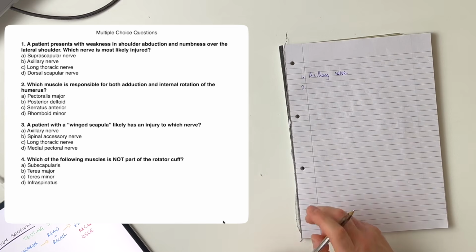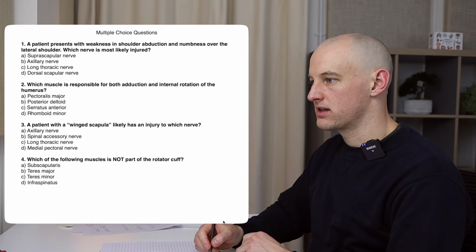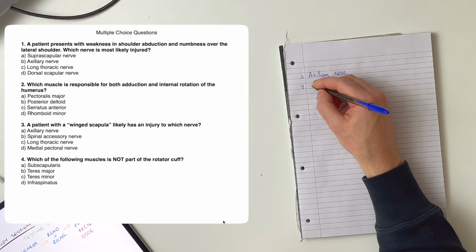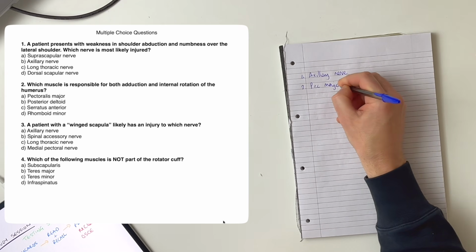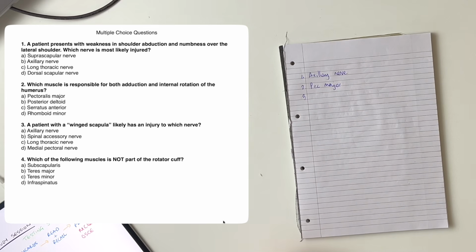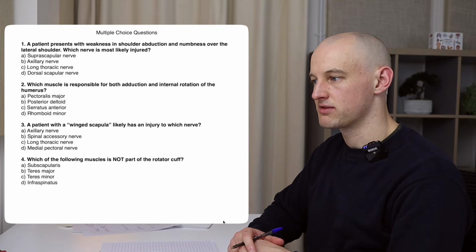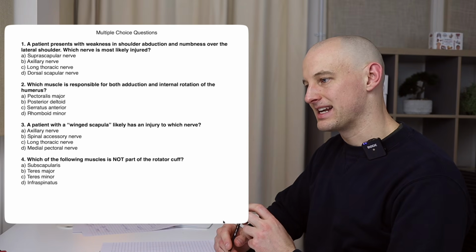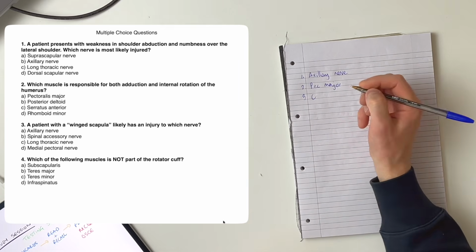Number 2, which muscle is responsible for both adduction and internal rotation of the humerus? Let's go with adduction. So pectoralis major, posterior deltoid, serratus anterior, rhomboid minor. So imagine you've been through this, you've studied it just now. So you remember that the pec major does that. Number 3, a patient has wing scapula, likely has an injury to which nerve? So remember, this was the serratus anterior muscle, and we did this in our short answer questions, and it was the long thoracic nerve. So that's C.